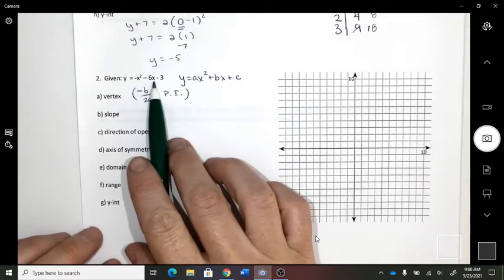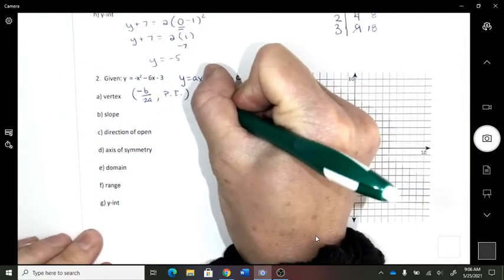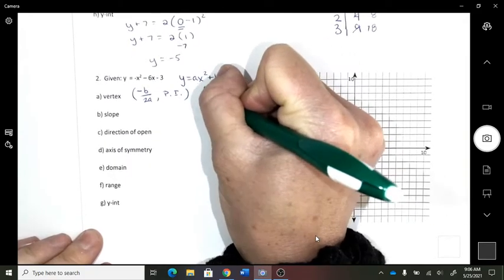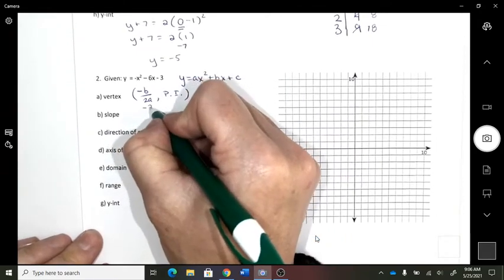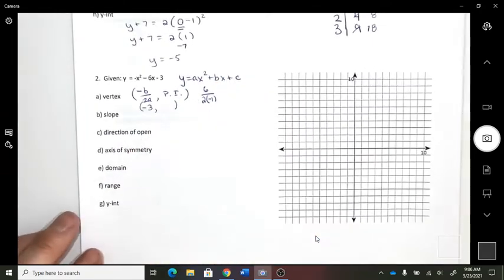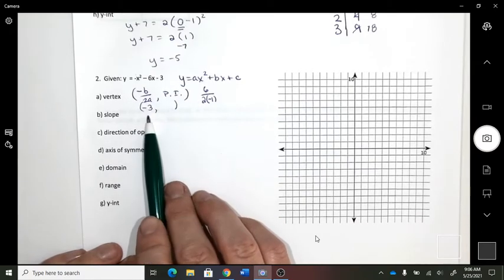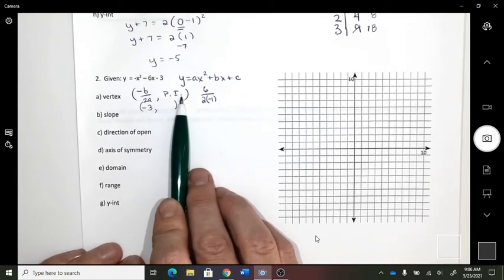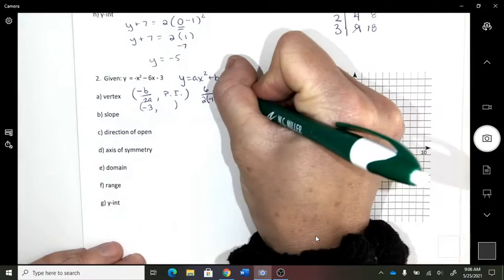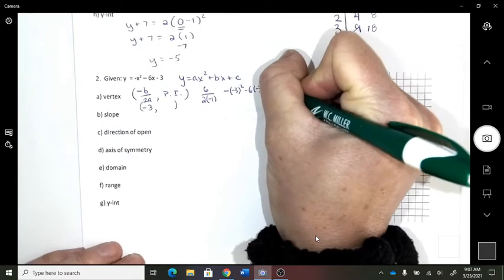Okay, so negative b. So what's the opposite of our b? So positive 6 divided by 2 times negative 1. So that's negative 3. What do you think I referred to with the y? Do you remember what you would do with negative 3? What are you going to do? Plug it in, right? Remember that? Negative of negative 3 squared minus 6 times negative 3, subtract 3.